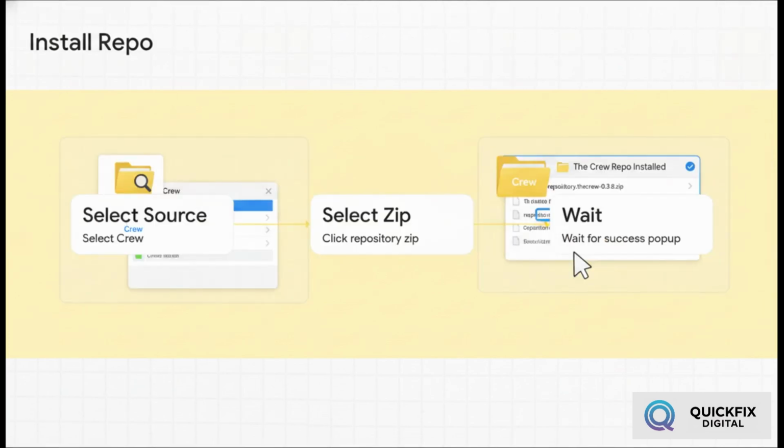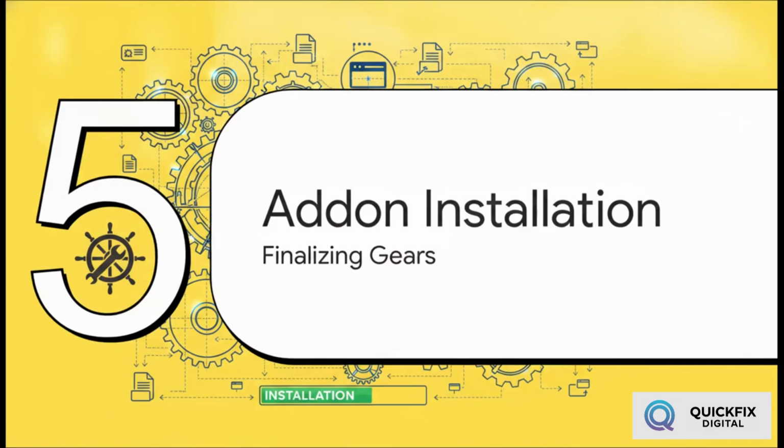Next up, select the crew source that we just created and look for the file named repository.thecrew-0.3.8.zip. Click that, and then just take your hands off the keyboard. Seriously, just let the repository download quietly in the background. You will know it's completely done when that sweet little crew repo installed confirmation pops up in the top right corner of your screen.